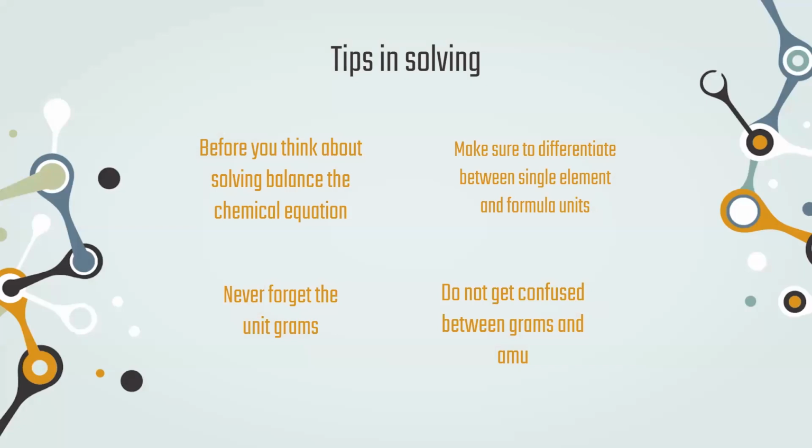Secondly, make sure to differentiate between single elements and formula units. This can get confusing if we have things such as the polyatomic ions that we took in previous modules, as well as you have to look at the numbers that follow the elements. So for example, if we have H2, that means there are going to be 2 atoms of hydrogen, so it's going to have a molar mass of right about 2 and not 1.